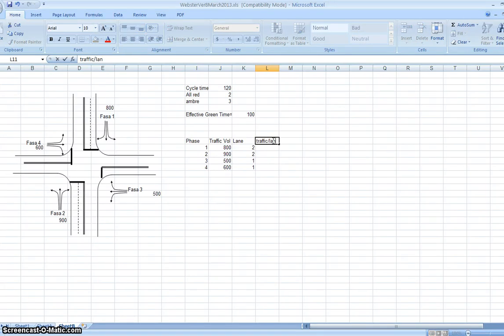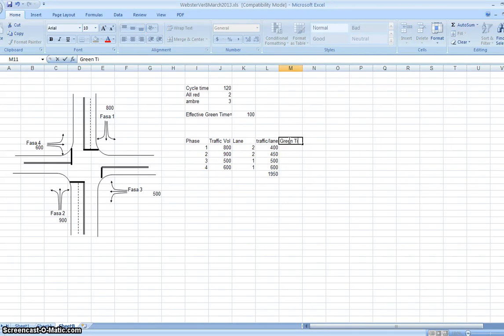Traffic per lane, so we can divide this one. So we have only 400 for phase 1, and we just copy. So we have 400 for phase 1, and we have 450 for phase 2. So this is the total.